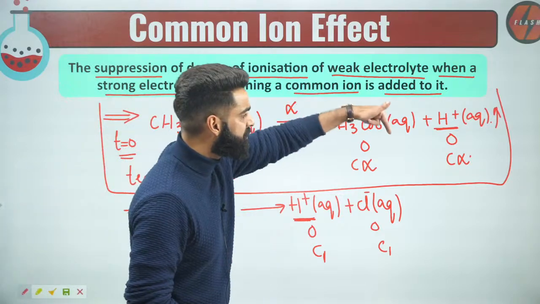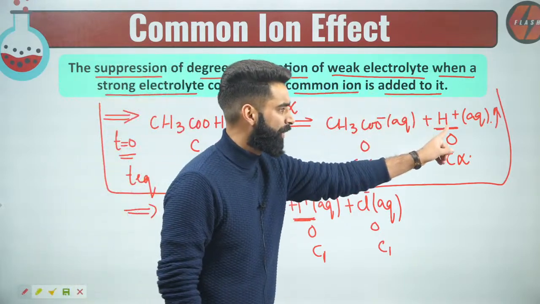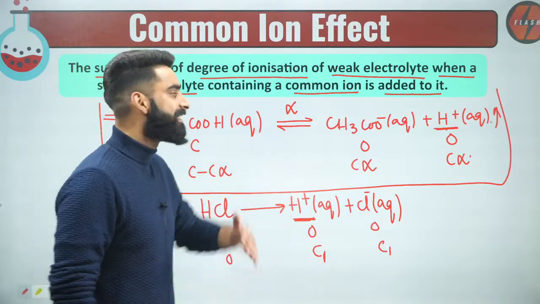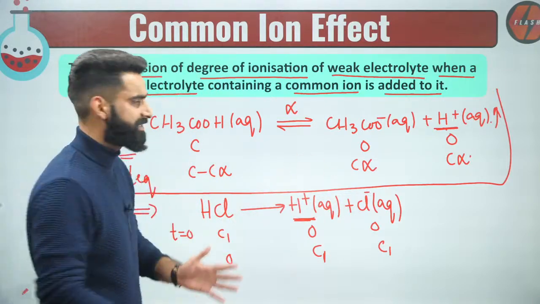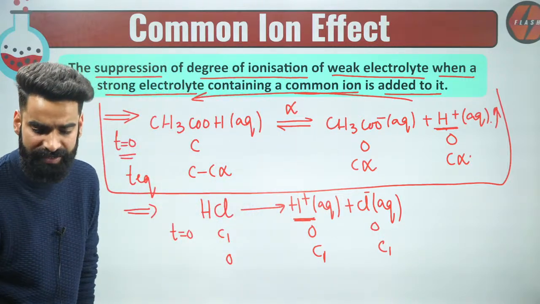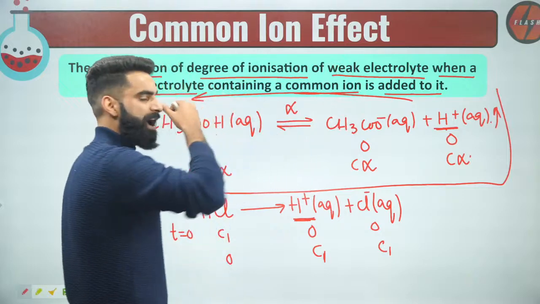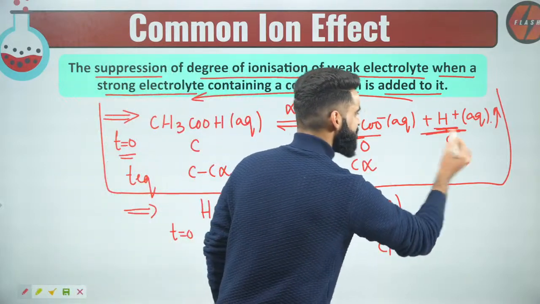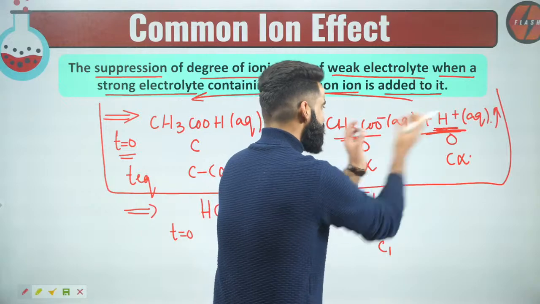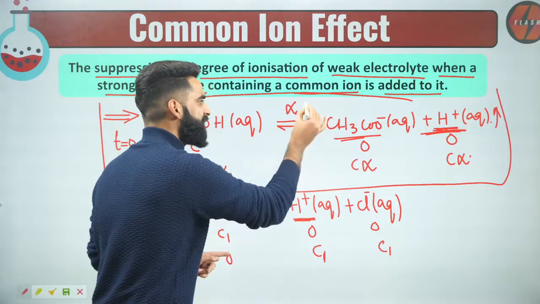If I increase the concentration of H positive by dropping the strong electrolyte, the concentration of H positive will increase, but at the same time equilibrium will shift the reaction in such a way that the H positive concentration decreases. So the reaction is going to proceed in the backward direction. When it proceeds backward, the number of ions in the container will decrease, because the ions merge again and get converted into CH3COOH. In short, the degree of ionization of this weak electrolyte will decrease.